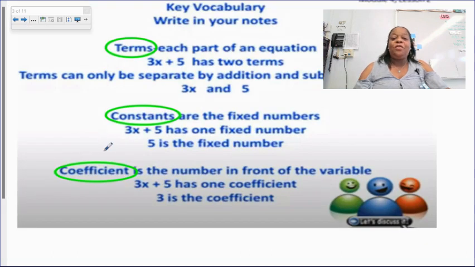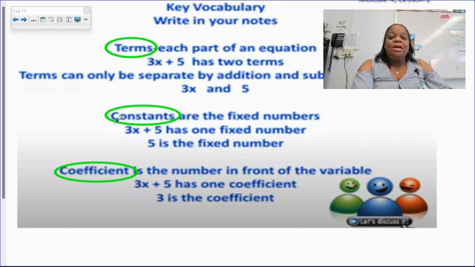Okay, let's go over some key vocabulary. You want to write these in your notes, so go ahead and freeze the video once I get finished explaining it. So the very first one, all you have to do is write down the word term, and term would be the part of an equation. So here's one part, which would be 3x, and then here's another part, 5. They're generally separated by addition and subtraction signs, so that would be our clue.